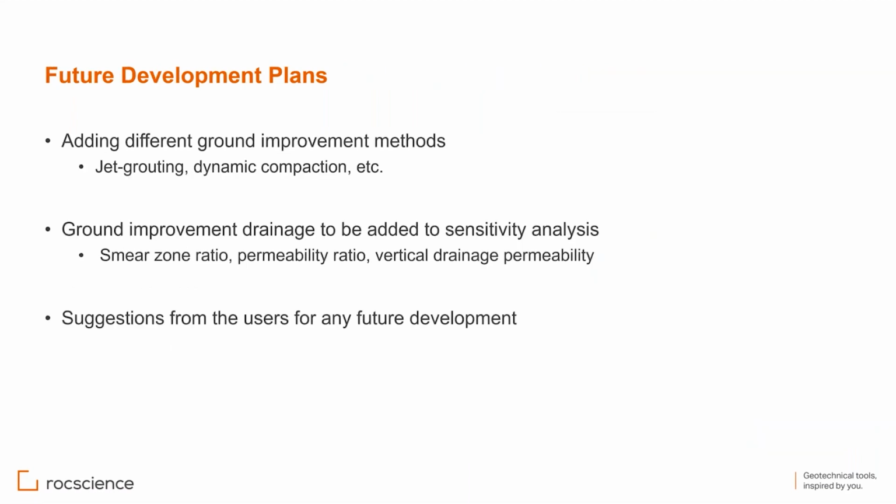Some of the future development plans that we have for ground improvement will be adding different ground improvement methods. We're currently looking at dynamic compaction and jet grouting. It may be a little bit tricky, but we are still investing in ways to efficiently capture this behavior. Ground improvement drainage path can also be added to the sensitivity analysis. Right now we have all of the stone column parameters except these permeability options, which can be included in the sensitivity analysis.